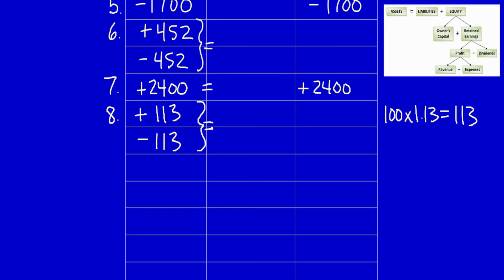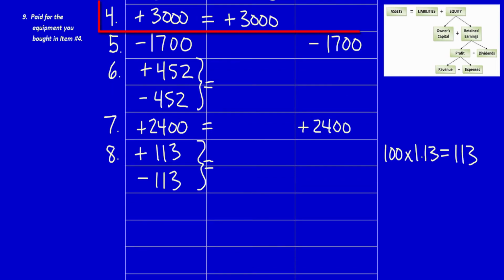Move on to transaction number 9. Paid for the equipment the business bought in item number 4. What did the business get? Let's quickly look at item number 4. In item number 4, the business got equipment and they gave away an IOU, a liability which indicated that they owed the credit card company in the future.